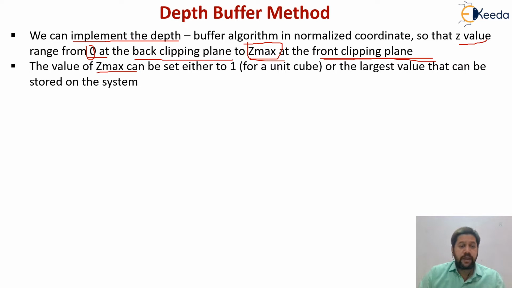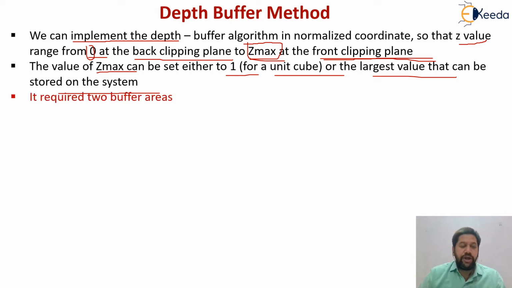The value of Z maximum can be set either to 1 for the unit cube or to the largest value that can be stored in the system. What is the maximum value of Z? Z maximum may be 1 if I am considering a unit cube, or it may be the largest value that can be stored in the system. Suppose I have a system with the maximum Z value 1024, I can set Z maximum to 1024. Whatever resolution we have, we can set the Z value to the largest value.